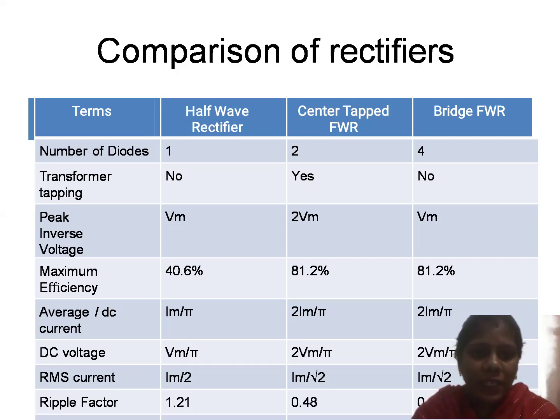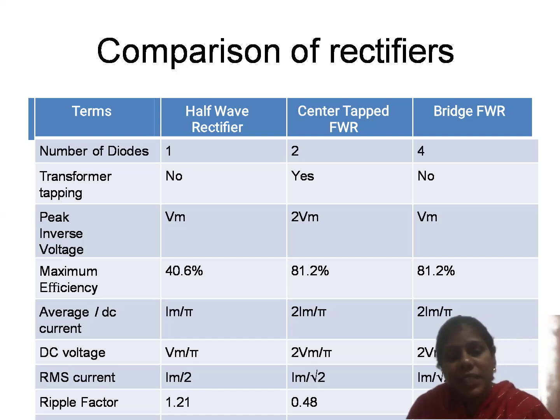The next one is peak inverse voltage. The peak inverse voltage of the half wave rectifier is taken as Vm. For the center tapped full wave rectifier, it is 2Vm, and the bridge rectifier is Vm. Next, coming to the efficiency. The efficiency of the half wave rectifier is only 40.6%, which is not desirable, so it cannot be used for practical applications. For the center tapped full wave rectifier, the efficiency is double that of the half wave, that is 81.2%. The same applies to the bridge full wave rectifier also.